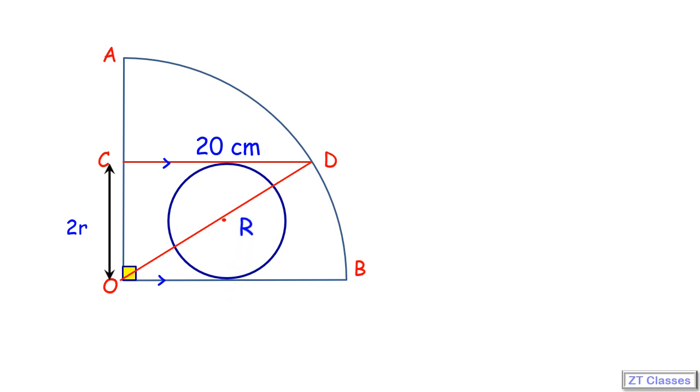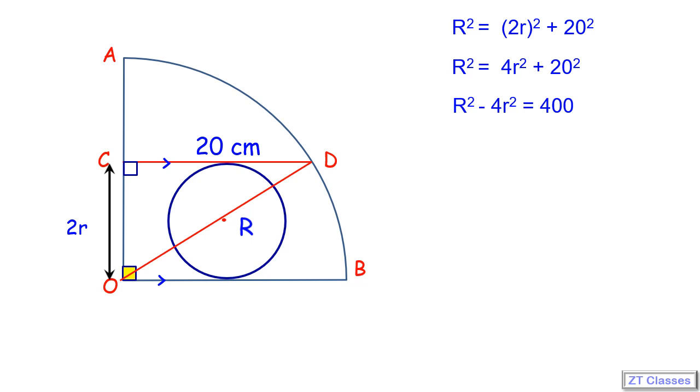The triangle OCD is a right angle triangle. Let's apply the Pythagoras theorem in it. So we have R square equals to (2r) square plus 20 square. Let's simplify it. On simplifying it, we get R square minus 4r square equals to 400.